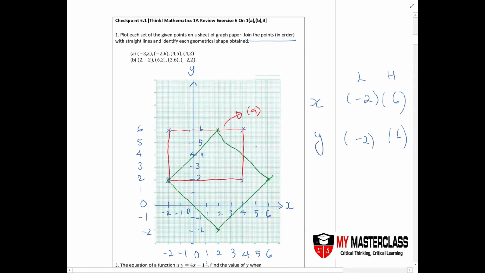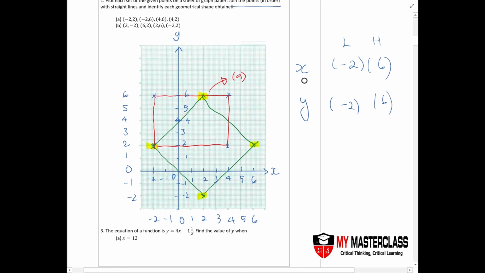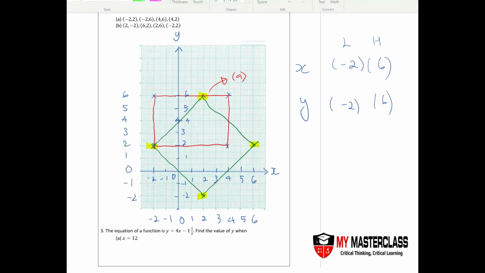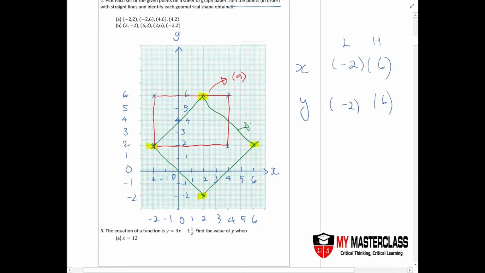Can you notice one interesting thing? This point and this point are in the same line. This point and this point are also in the same line. So what does this tell you? It tells you about part A. Part A is a rectangle. Why? Because this side is 1, 2, 3, 4, 5, 6 units, whereas this portion is only 4 units. So part A would be a rectangle.